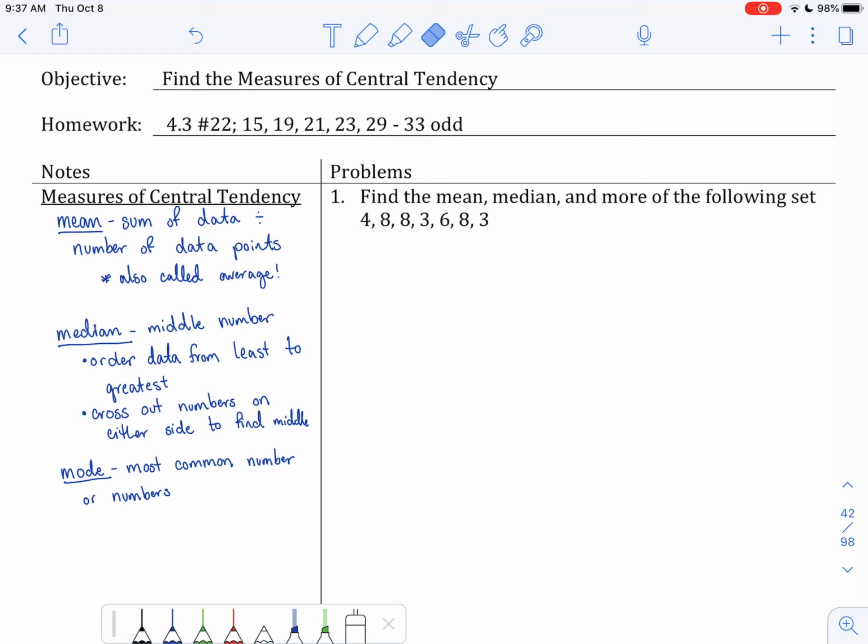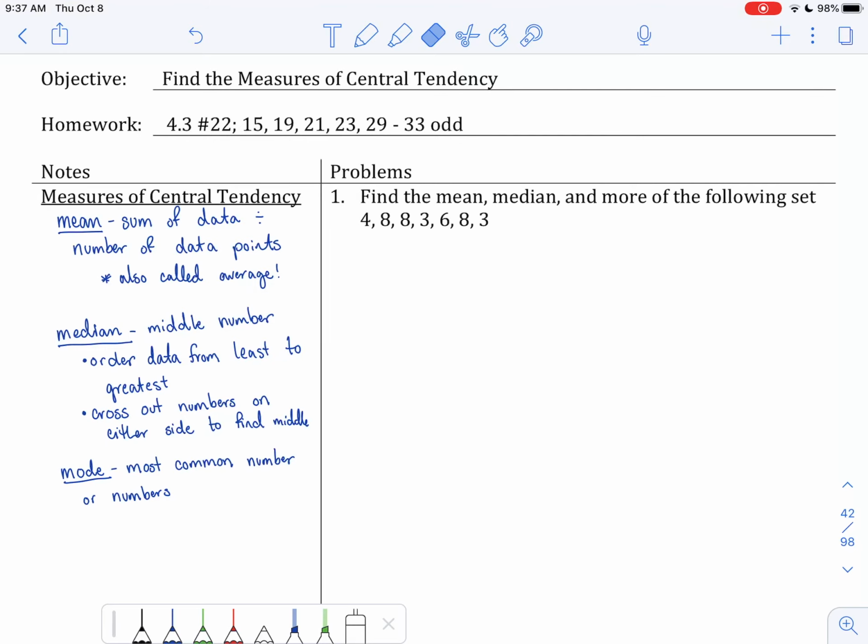So your measures of central tendency, or what the center of the data tends to do, are mean, which is when you take the sum of all the data and divide it by the number of data points. We also sometimes call this the average. Your median, which is the middle number. In order to find this, you want to order your terms from least to greatest, and then cross out numbers on either side to find the middle number. And then your mode, which is your most common number.